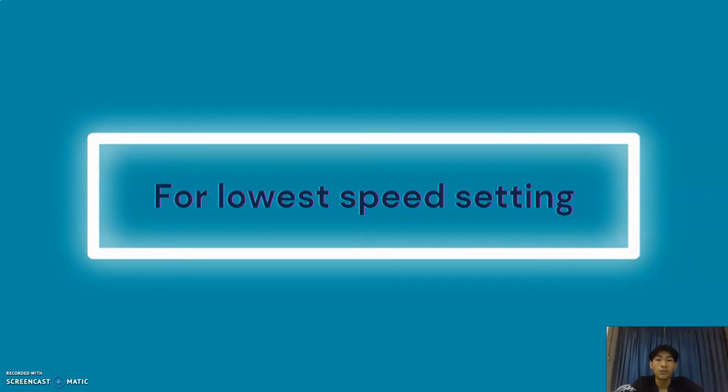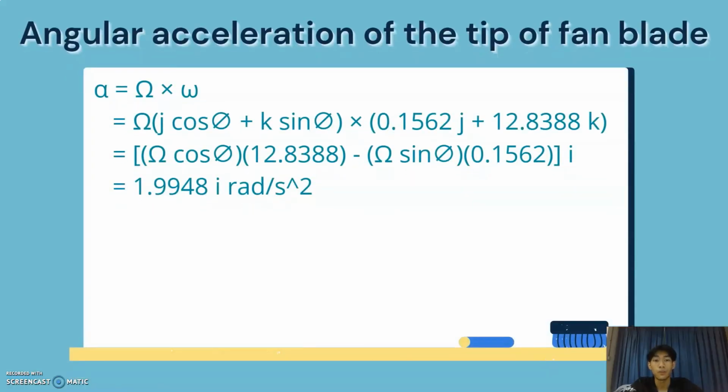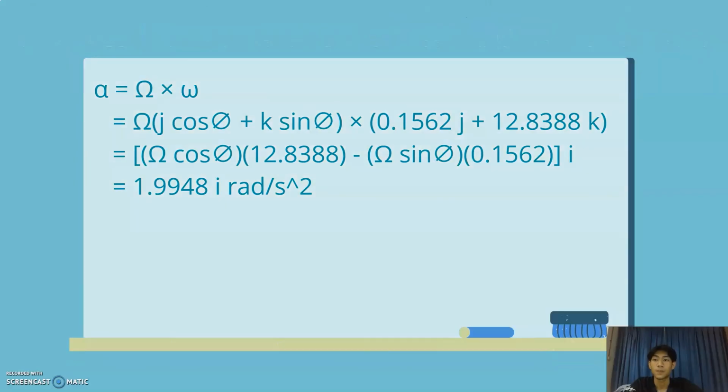Now, using all the variables measured and the calculated angular velocity and the velocity of the tip of the fan blade, we will be able to calculate the angular acceleration and the acceleration of the tip of the fan blade. Firstly, for the lower setting, the angular acceleration of the tip of the fan blade is the cross product of the vector of the reference axis times the angular velocity. This will give us 1.9948 radian per square second.